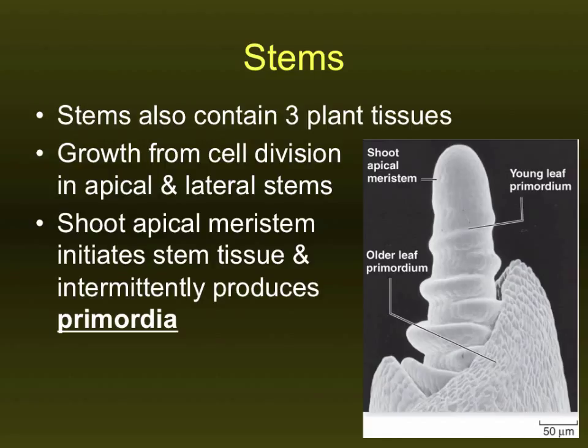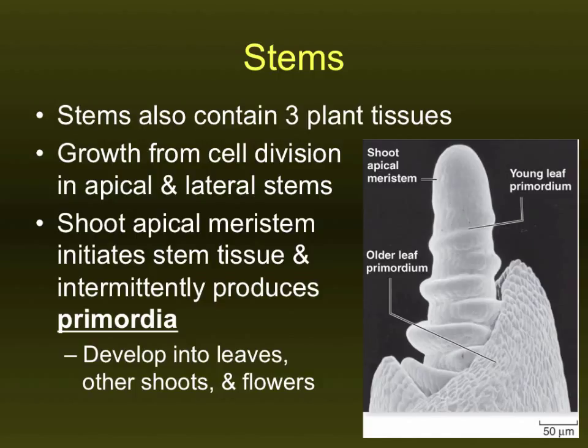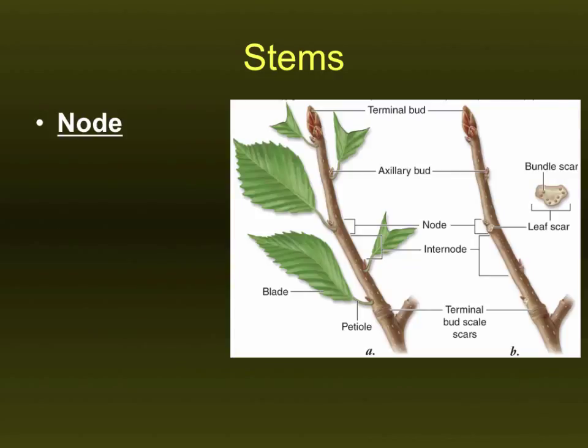Because remember, the apical meristem, the shoot, does not come with a cap like the root apical meristem does. There is no stem cap, if you will, like there is a root cap down below ground. So these primordia typically are going to turn into leaves eventually, but sometimes they can turn into shoots if you have a plant that produces a branching form, or even flowers if you're looking at a flowering plant.